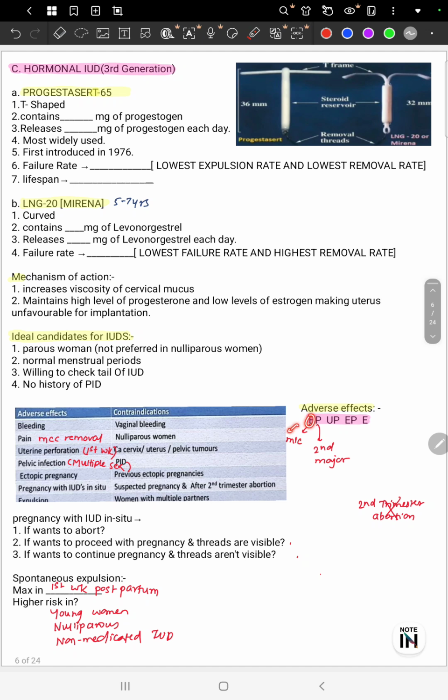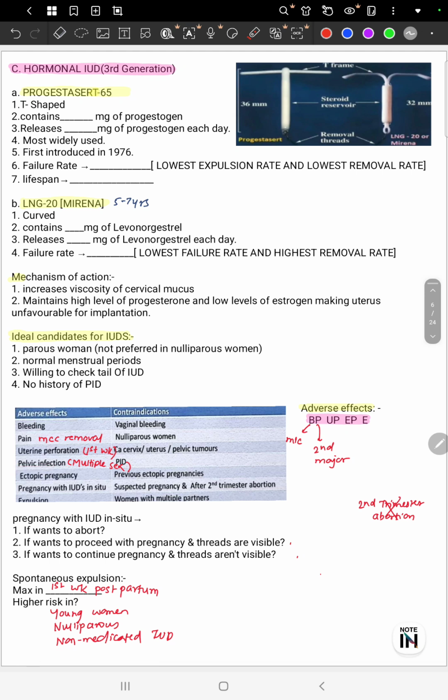So B, that is bleeding, is the most common adverse effect, while P, that is pain, is the second major effect. However, pain is the most common cause of removal of IUCD. Uterine perforation generally happens during the first week after insertion. And pelvic infection is seen because of multiple sexual partners.